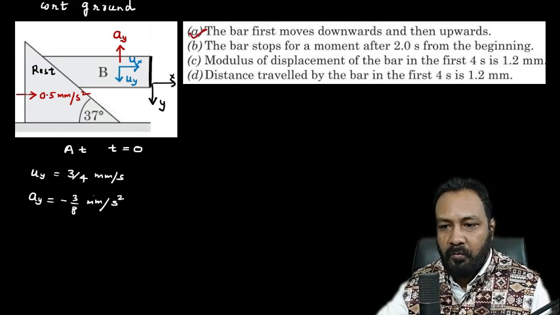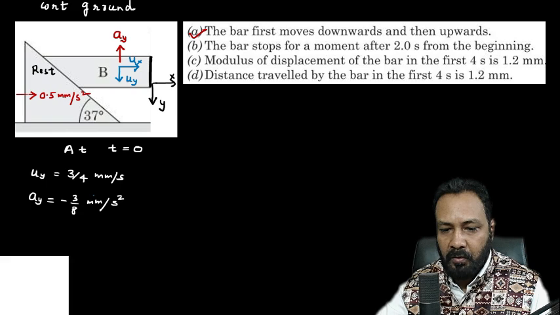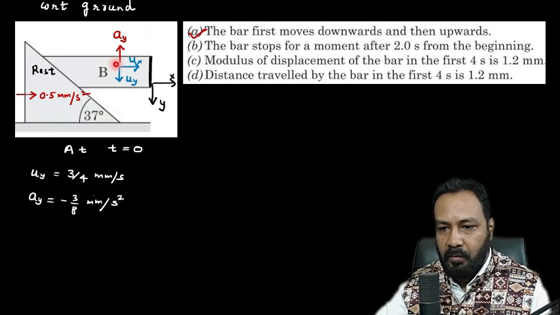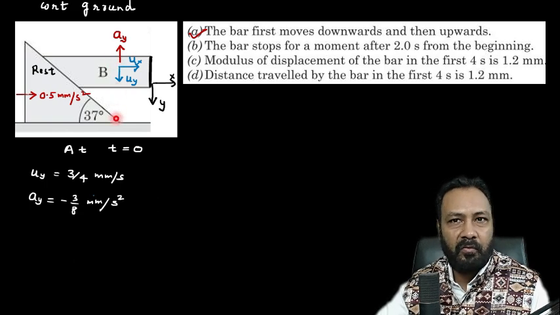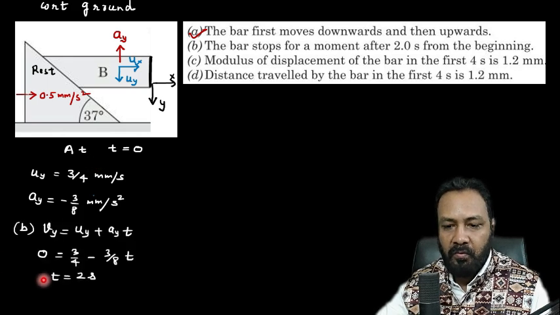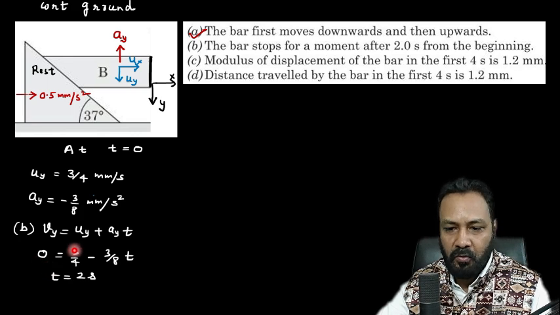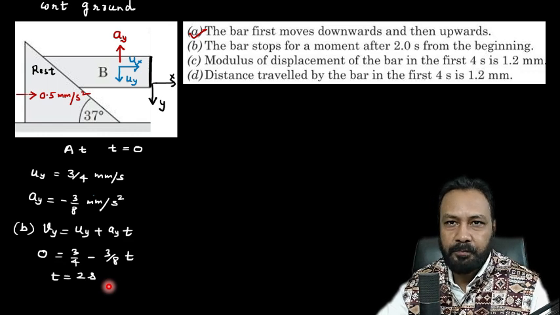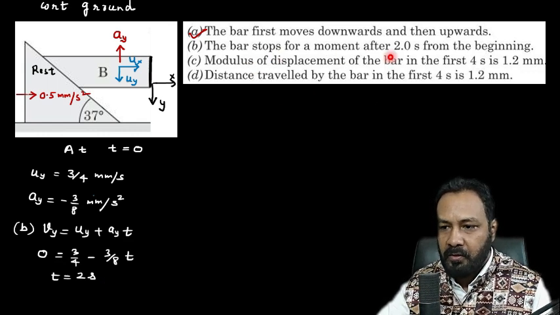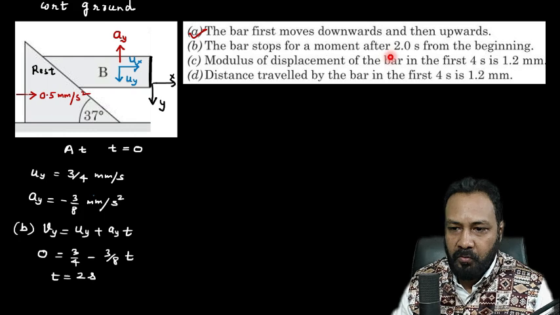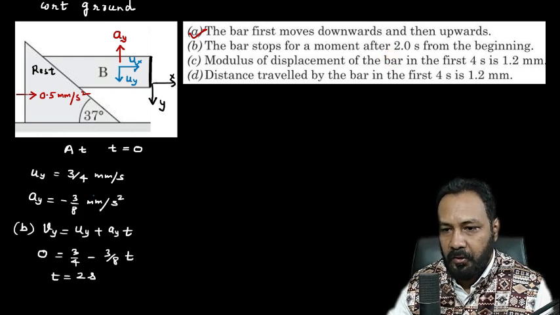Now at what time the bar will stop, for option B? The bar will stop when Vy is equal to 0 along the y direction. So apply the first equation, Vy is equal to uy plus ayt, and Vy is 0 when it stops. So uy is 3 by 4, ay is minus 3 by 8. So that gives t is equal to 2 seconds. So at t is equal to 2 seconds, the bar stops for a moment from the beginning. So this option is also alright.